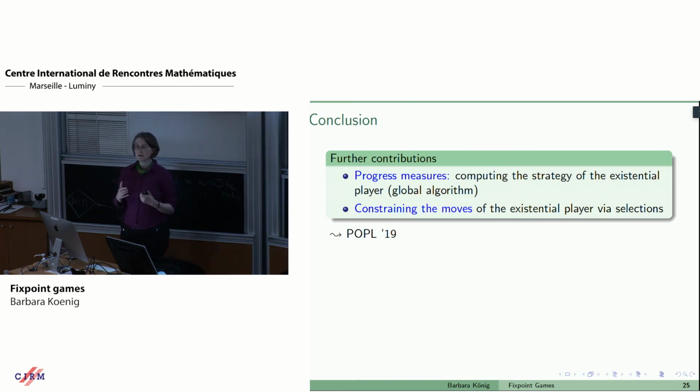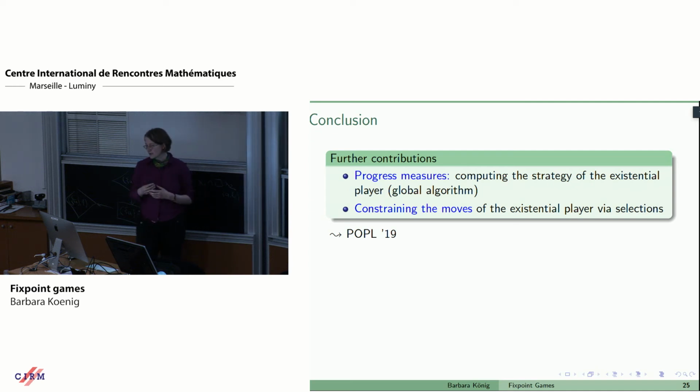So the idea is, in order to get more efficient checking algorithms, we constrain the moves of the existential player via something that is called selections. And then based on these selections, at least in the case of finite lattices, you can automatically infer fixed point equations for computing the progress measure. So in the end, the progress measure is also computed via a fixed point equation. And then you can efficiently compute the winning strategies for the existential player.